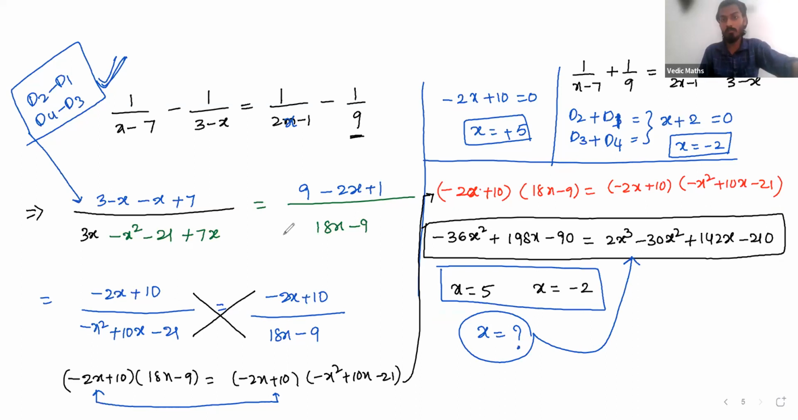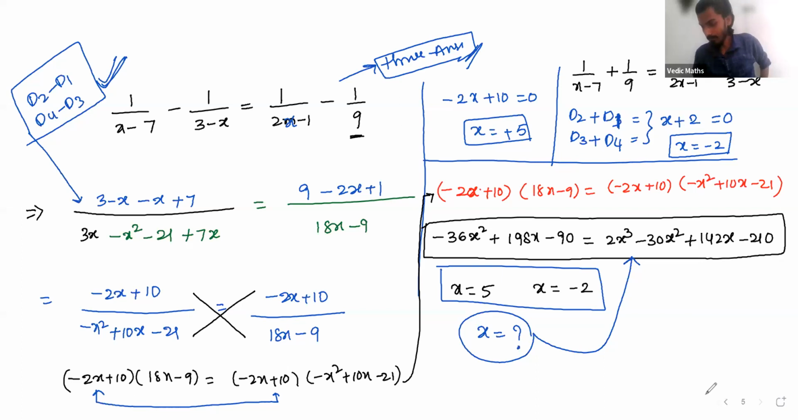So I'm not going to find it out. So this is the thing. This question has three values, three answers. Why? Because it is a cubic equation, not compared with the previous problem. Clear?